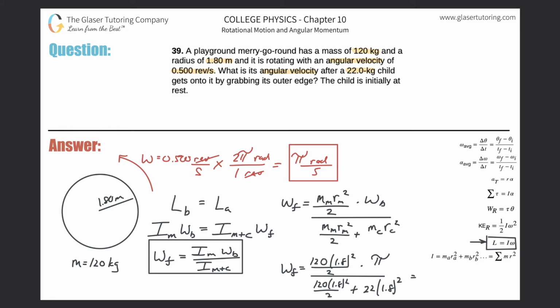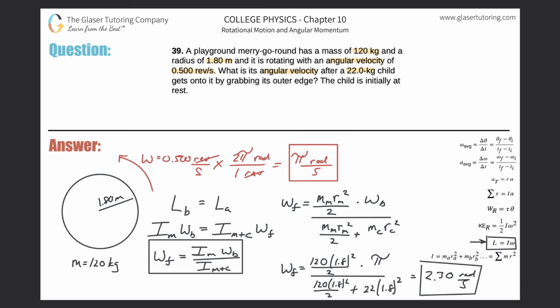So we have 120 times 1.8 squared divided by 2 times pi, and I got about 610 for the numerator. Now divide that by 120 times 1.8 squared divided by 2 plus 22 times 1.8 squared. And what do we get? About 2.30, and this is in radians per second. And voila, there it is.